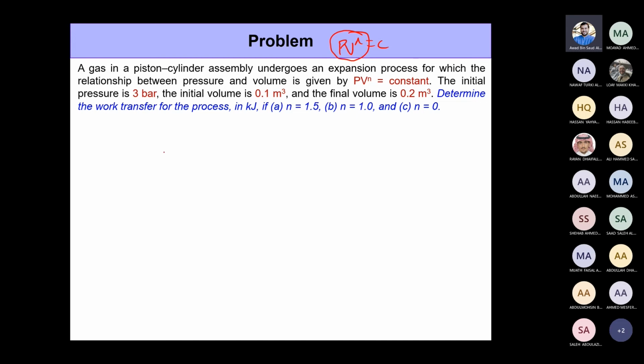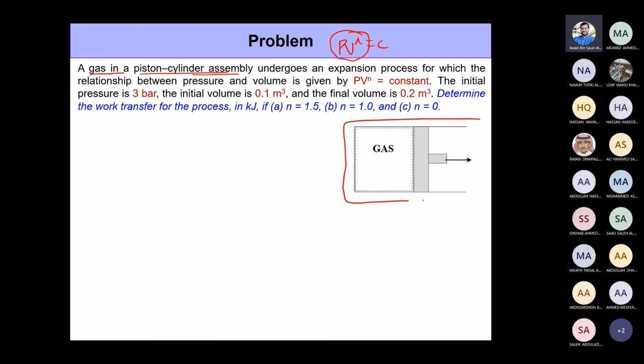Okay, so here we are considering a gas in a piston cylinder assembly. This is the piston cylinder assembly that you have, and we're talking about the gas. The gas is our system here, and it is undergoing an expansion process. So the volume is increasing, right? The piston is moving outward, and it's undergoing an expansion process for which the relationship between pressure and volume is given by PV^n is constant, which means that it is undergoing an expansion through a polytropic process, right? Because PV^n is going to remain a constant.